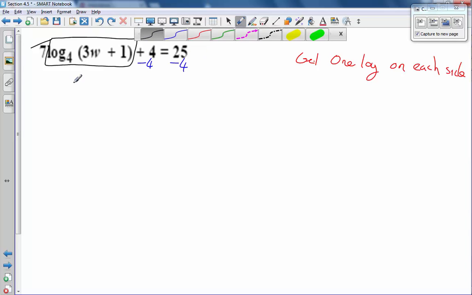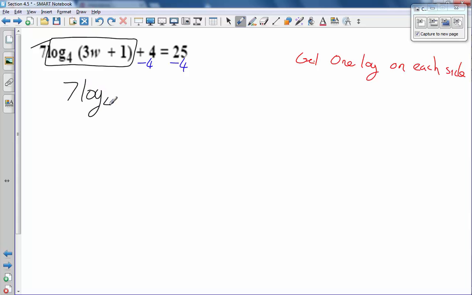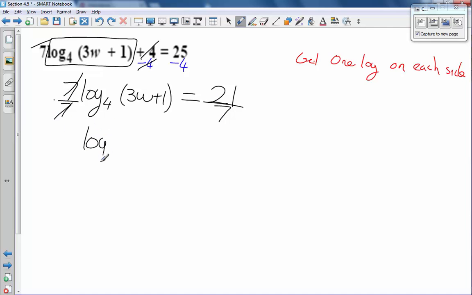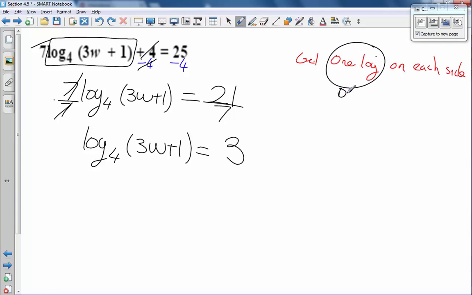Perfect. We'll get 7 log base 4 of (w plus 1) equals 21. Next, get rid of 7. How? Divide by 7. Perfect. Now, I got 1 log on the left side, completely isolated, great. But I'm missing the other log.